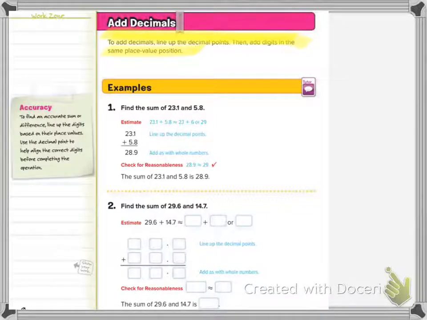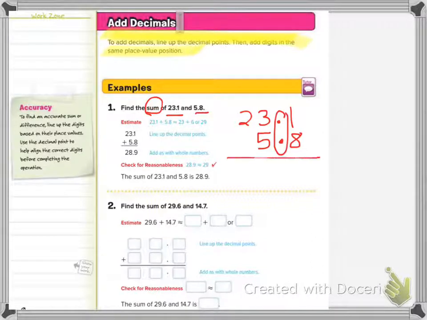So in the ones, the tens, and the tenths place, hundredths, whatever place value they are, we're going to add them together. So let's look at example number 1. It says find the sum of 23.1 and 5.8. So first of all, the word sum means to add. So we're going to take 23.1 and we're going to add 5.8. And you see how I lined up the decimals right here? They have to be exactly in line, and we're going to add those together.